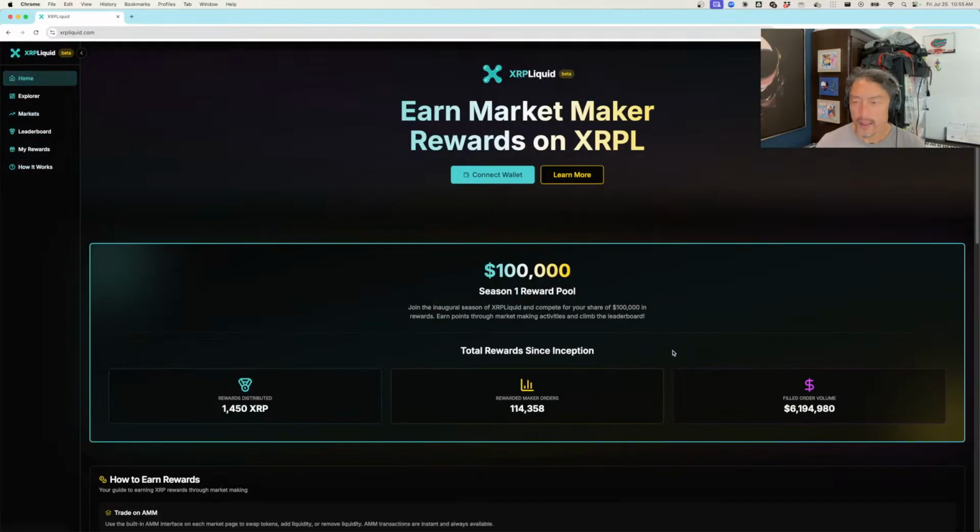We've already had something like 6 million of volume since we started the program. It's still in beta, which is why we've only distributed a small amount so far. But we'll be increasing the reward pool pretty soon, and stepping that up.